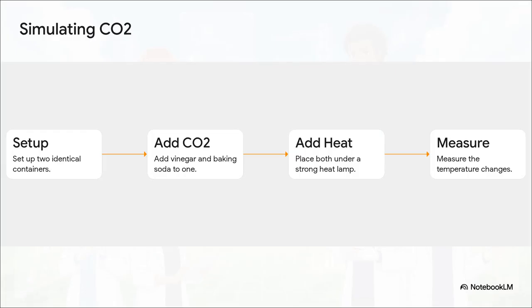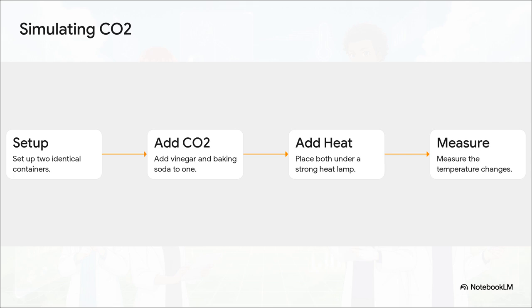Okay, so let's see how all this builds into demonstrating the impact of specific gases, which is the absolute core of global warming simulations. The procedure is actually surprisingly simple. Students set up two identical containers. Container A is the control, just regular room air. But in container B, the experimental one, they generate carbon dioxide.